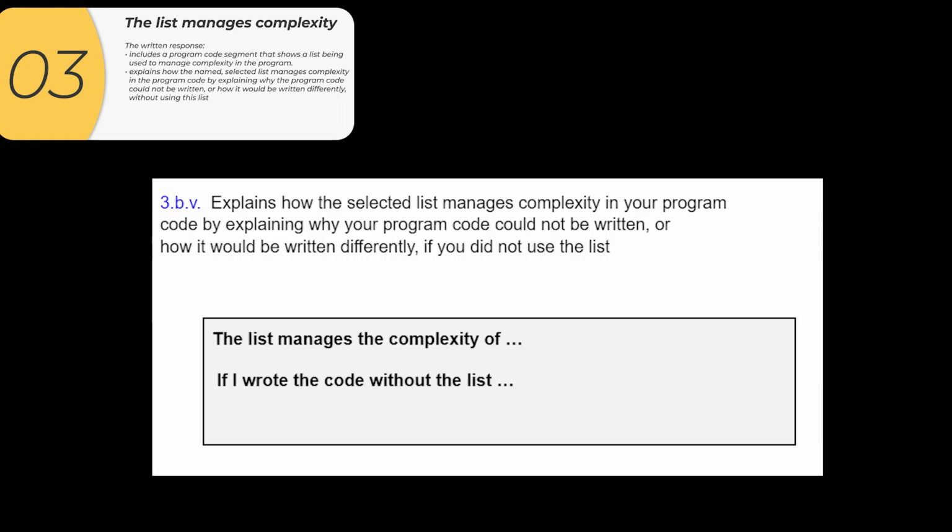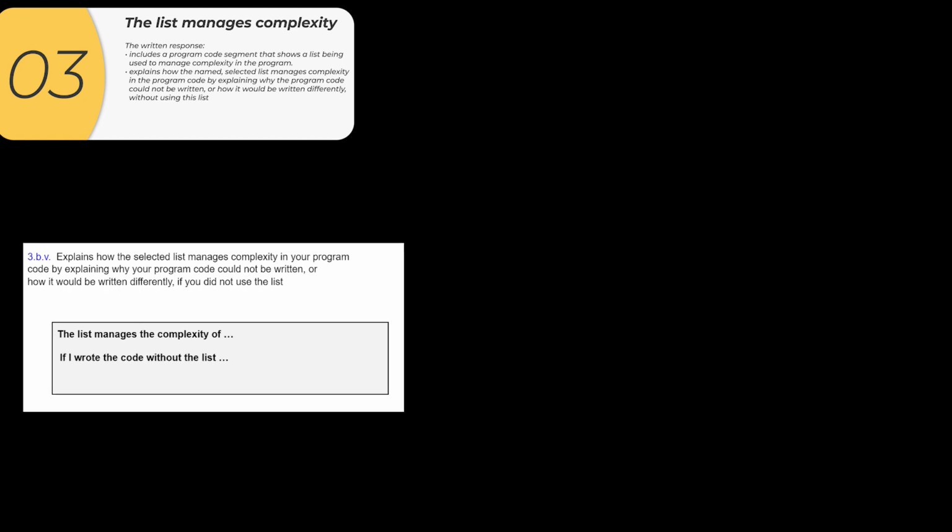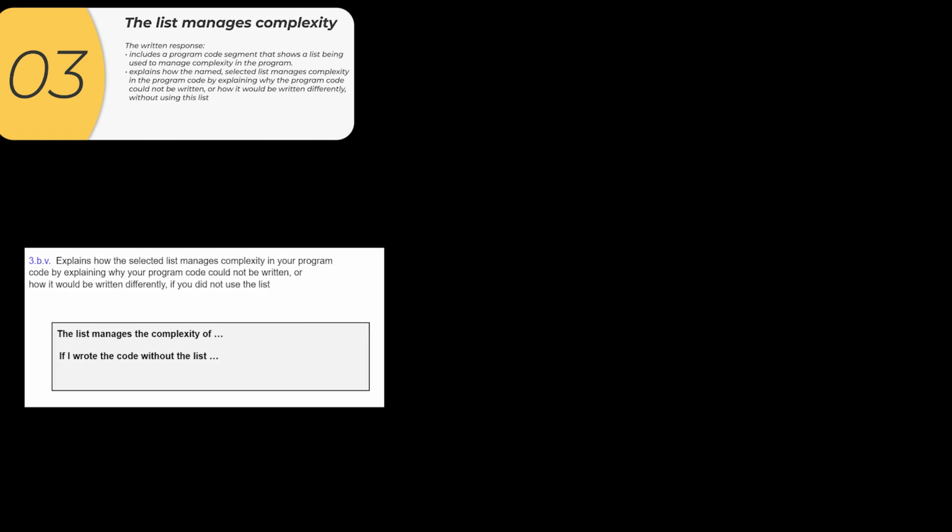The third point is about having your list manage complexity. In other words, there needs to be a win or some sort of gain in efficiency for using this list. So this point is covered in question 3B5. So here, once again, you're just going to follow the formula and really just write, this list manages the complexity of something. If I wrote the code without the list, something. And really the question is, what do you fill in? Well, that kind of depends on what you answered for 3B2. But mostly, they follow a cookie cutter approach and are transferable between projects.